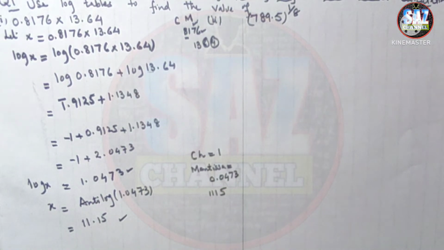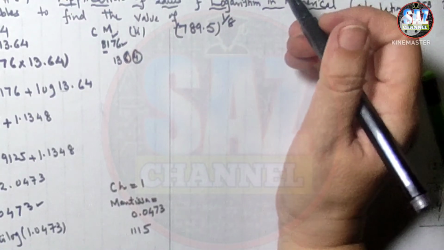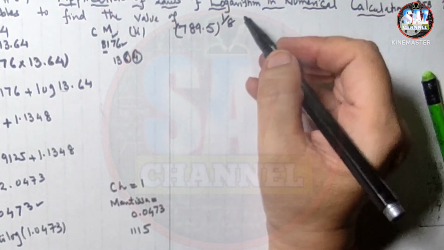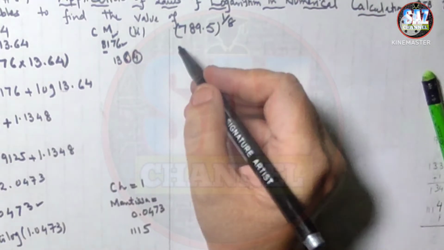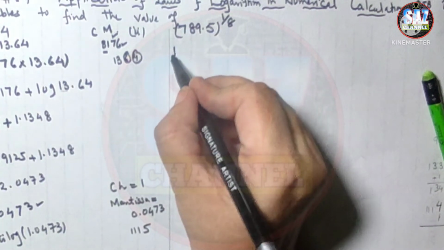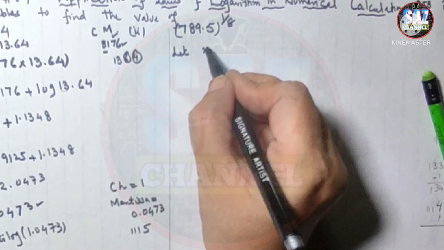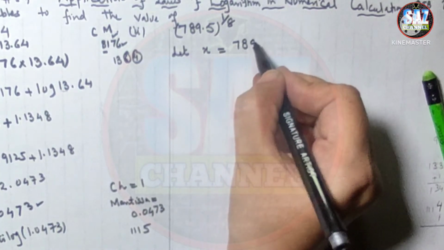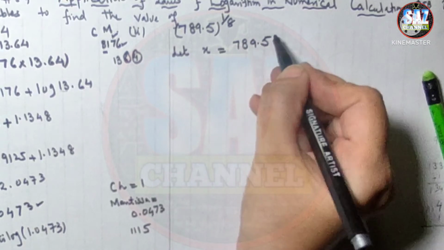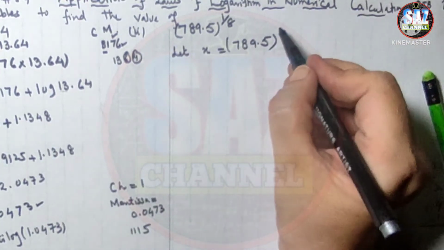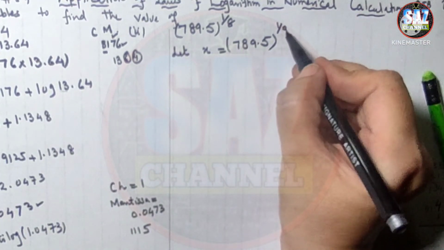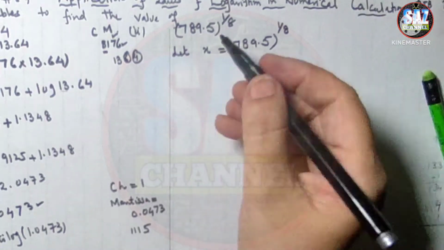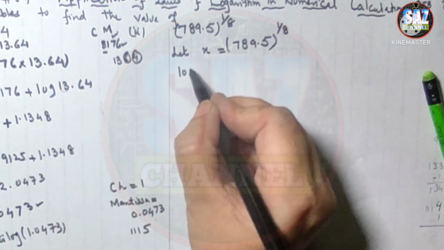And the second part is 789.5 raised to the power of 1 by 8. First thing that we have to do is suppose that x equals 789.5 raised to the power of 1 by 8. Step 1, I hope clear to all of my students. Then we have to take log on both sides.